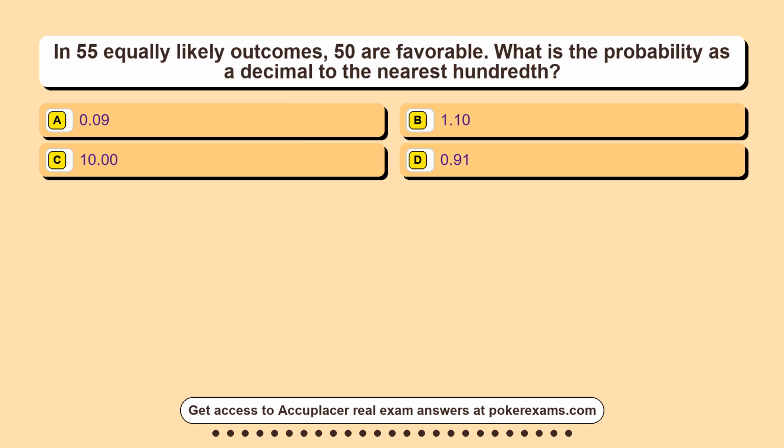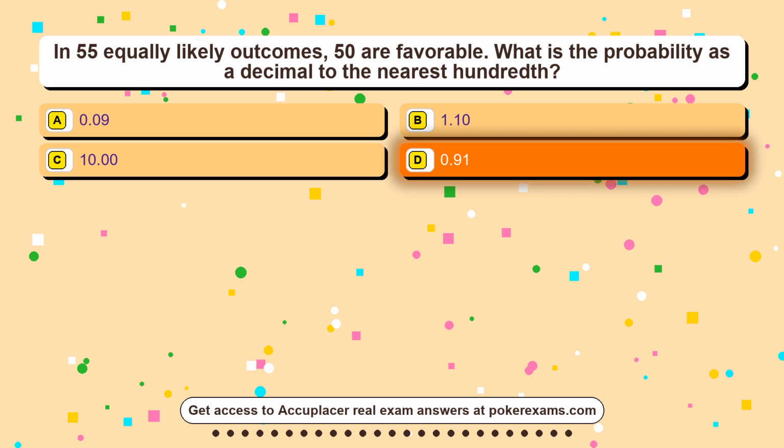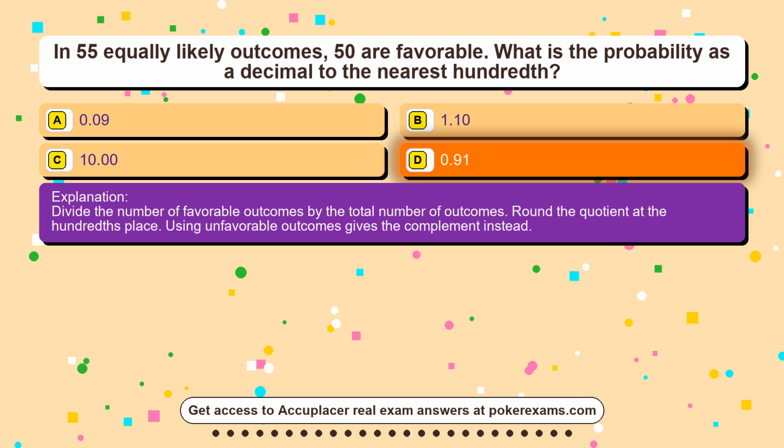Question 24. In 55 equally likely outcomes, 50 are favorable. What is the probability as a decimal to the nearest hundredth? Option A 0.09, Option B 1.10, Option C 10.00, Option D 0.91. The correct answer is Option D, 0.91. Divide the number of favorable outcomes by the total number of outcomes. Round the quotient at the hundredths place. Using unfavorable outcomes gives the complement instead.